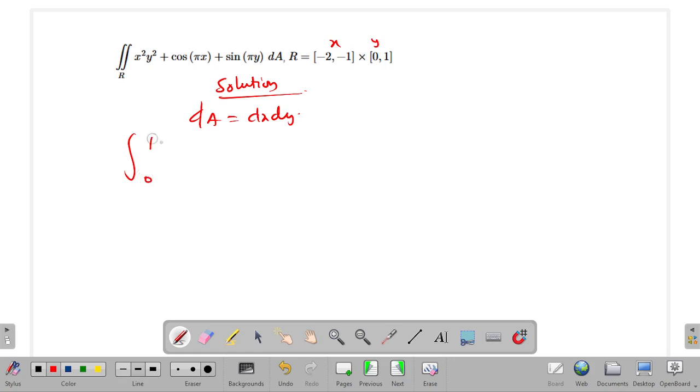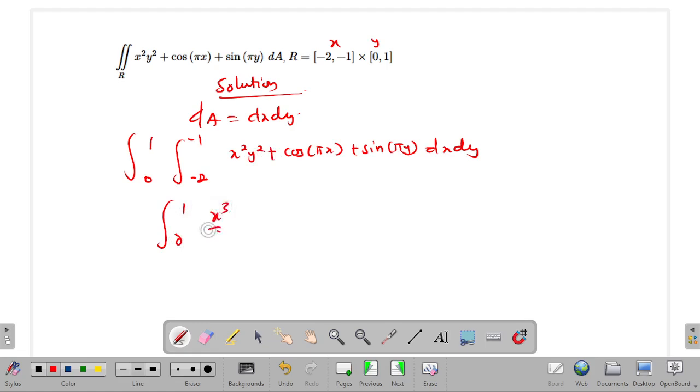So I'll have 0 to 1 outer, and -2 to -1 inside, of x²y² plus cosine of the expression πx plus sine of the expression πy, dx dy. Once I have this settled, I go straight to my inner integral. Integrating this with respect to x, I'll have x³ over 3 times y² plus, with respect to x, 1 over π using substitution, sine of the expression πx.